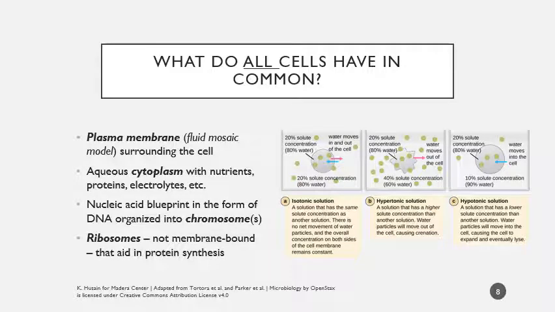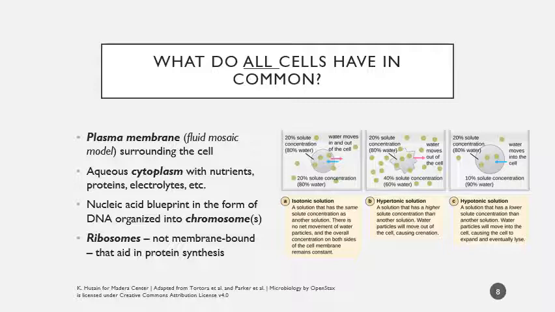All cells also have a nucleic acid blueprint, specifically in the form of DNA. Viruses have RNA in some cases, and there are different forms of RNA and DNA that viruses have. But again, viruses are not cells, and their nucleic acids aren't organized into chromosomes. Regardless of whether it's a prokaryote or eukaryote, living cells have chromosomes at least at some point in their cell cycle.